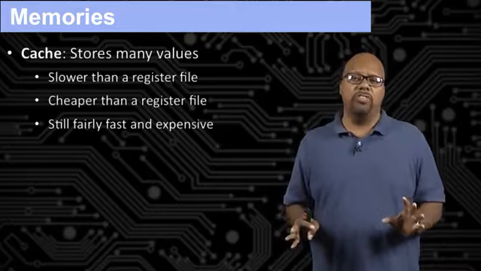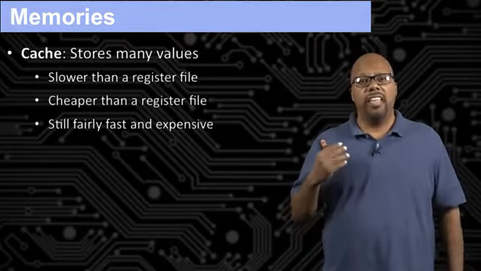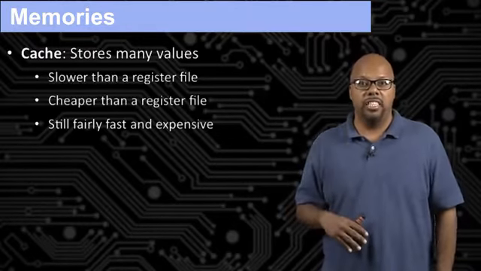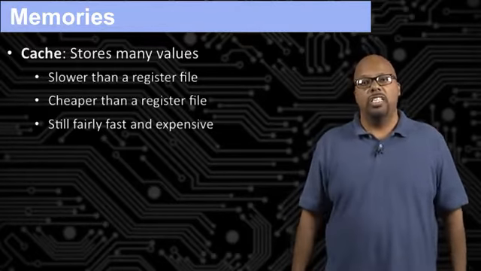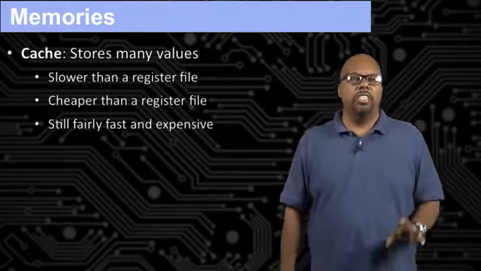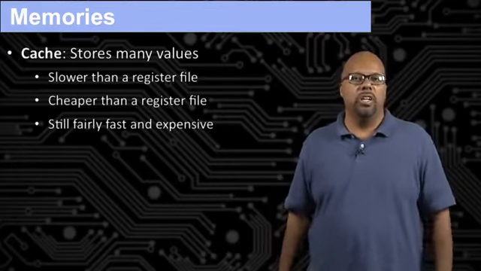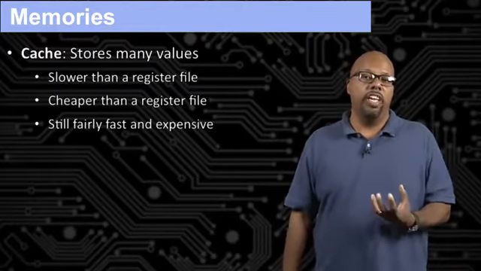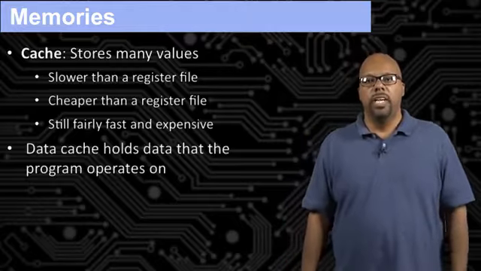So usually they're a lot bigger than register files, but they're also slower than register files. A register file, you could access in a fraction of a clock cycle. A cache typically takes you a full clock cycle to access, which is pretty good, but not as good as a register file. Still fast and expensive. They're cheaper than register files, but more expensive than larger memories. So that's a cache. And that's on chip. You would find that on the same integrated circuit as the microcontroller.